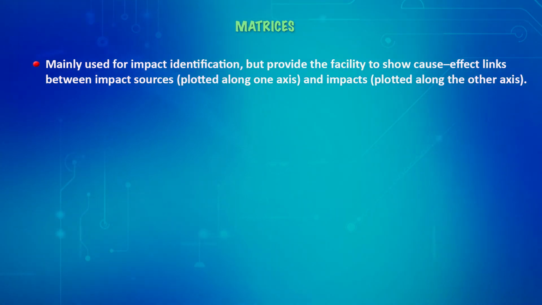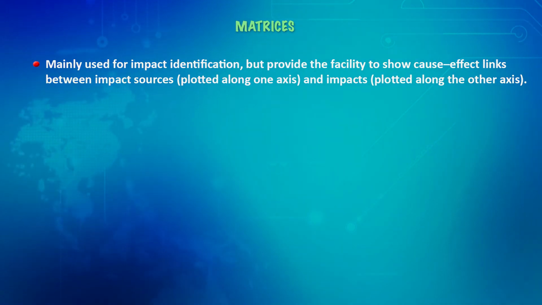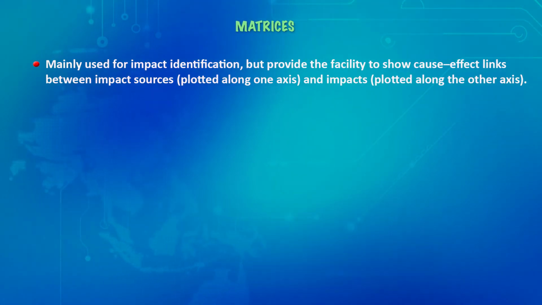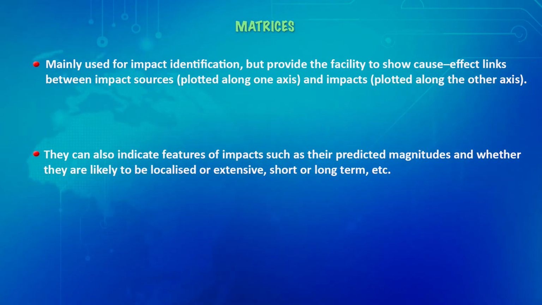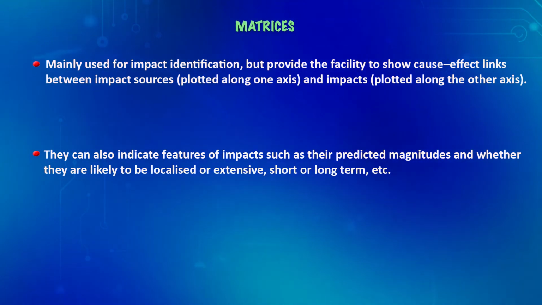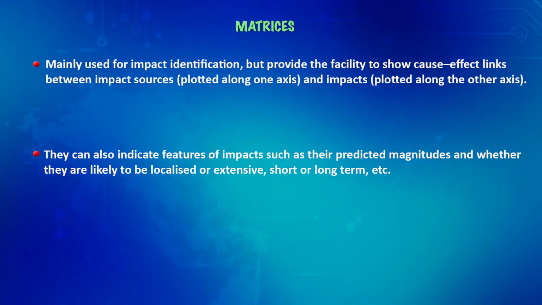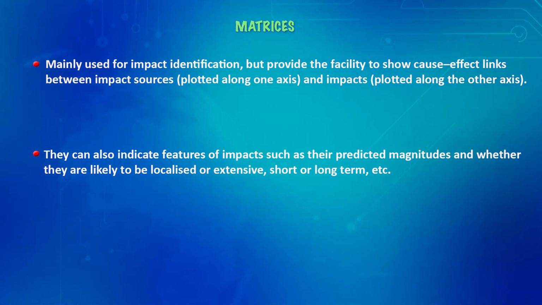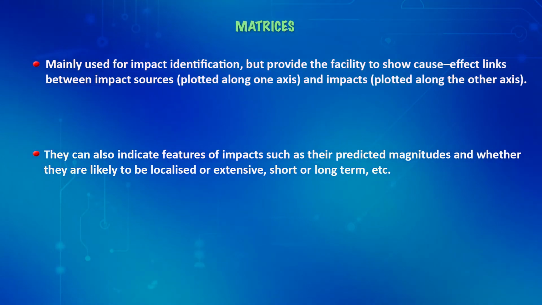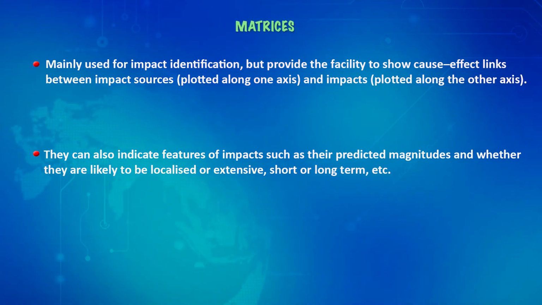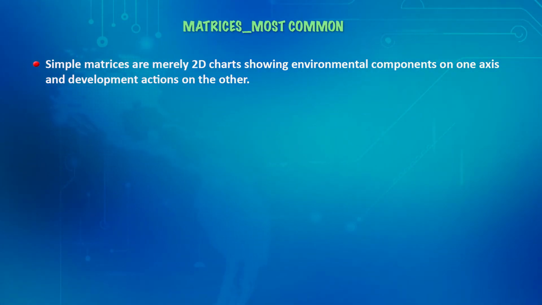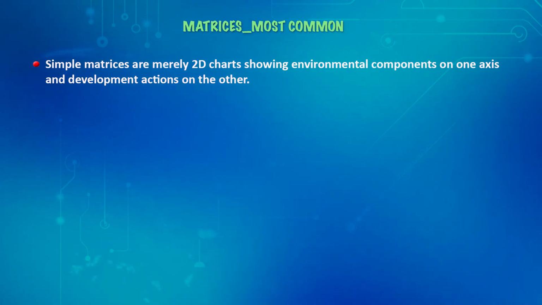So what it means is that we will have a kind of graph wherein on one axis we will have impact sources, and the other axis will have the impacts. So that is how a kind of matrix will be there. And this matrices method can also indicate certain features of the impact, such as the predicted magnitudes and the importance, how localized it is, and whether the impact is short term or long term. That is one of the objectives of our methods. This is also very well factored using the matrices method. Okay. And these are perhaps the most common impact assessment methodologies.